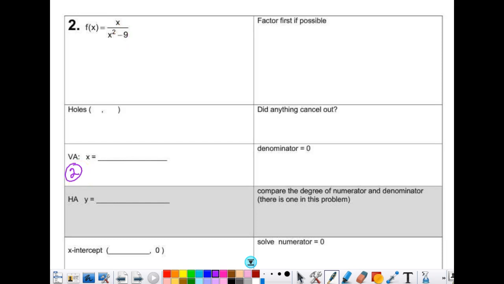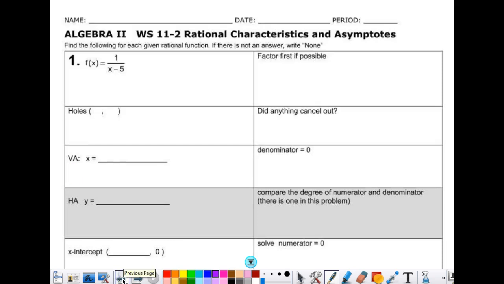Now let me back up to number 1. When you're trying to find the horizontal asymptote, which is what you should do first, you need to use an x to the 0 power and a 1, because we don't really have an x up there, do we? So use a 0 and a 1 when you're comparing the degree of the numerator to the degree of the denominator.